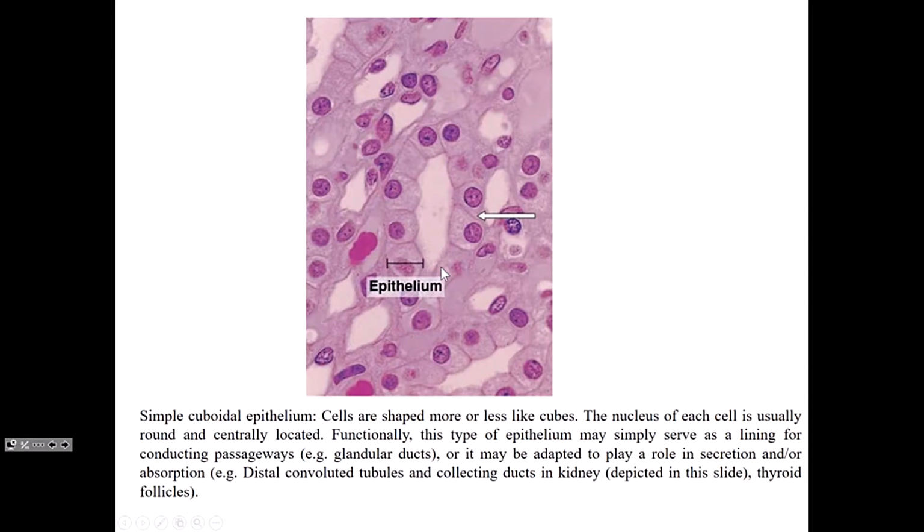These cells are simple cuboidal. You can see they're more or less cuboidal. Obviously they're not going to be perfectly cuboidal, so you've got to use a little bit of discretion here. Pretty much cuboidal, and there's a single layer of cells. So it's simple because it's a single layer and the shape is cuboidal. So this would be simple cuboidal for classification purposes.